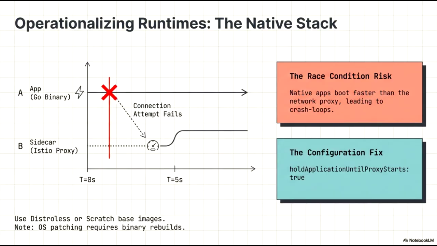To mitigate this risk, we utilize a specific configuration fix by setting hold application until proxy starts to true. This ensures the container lifecycle is managed correctly, delaying the application's startup sequence until the network plumbing is fully operational. Finally, for the most secure and efficient native deployments, we recommend using distroless or scratch-based images, though it is important to remember that this approach requires binary rebuilds whenever OS-level patching is necessary.